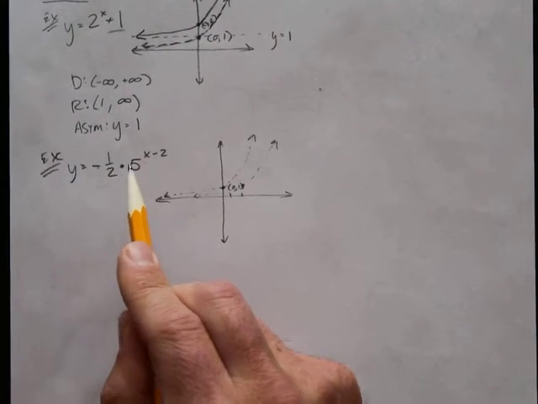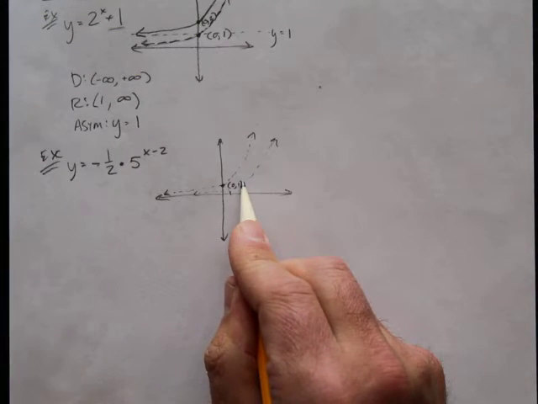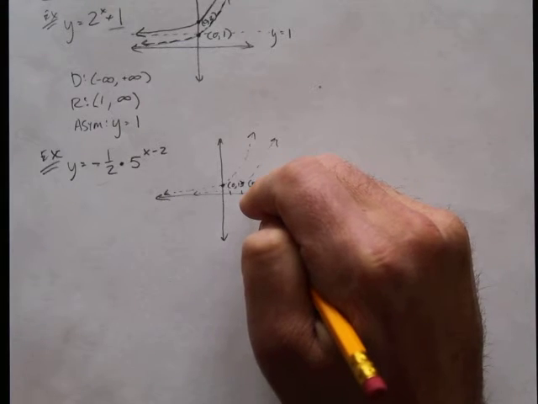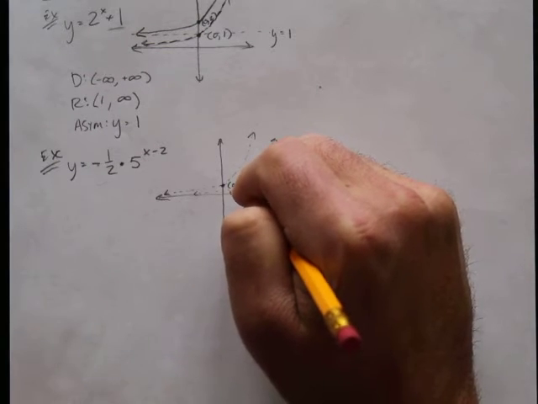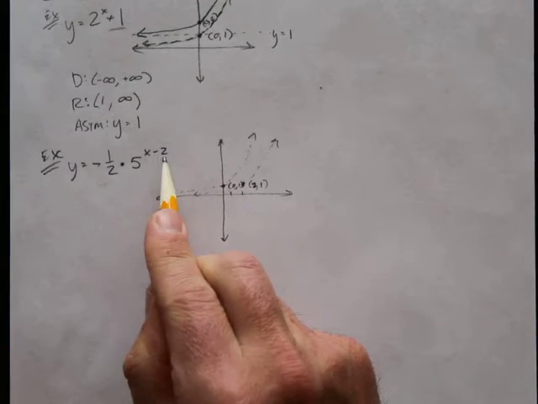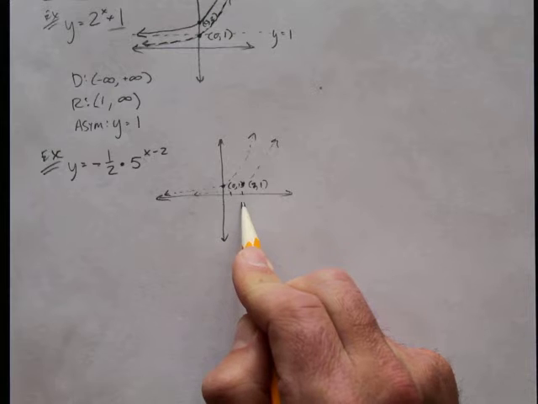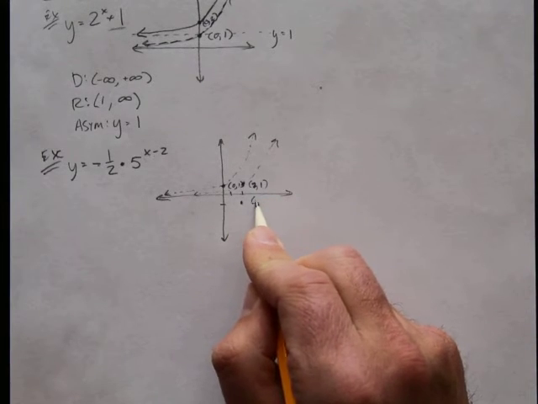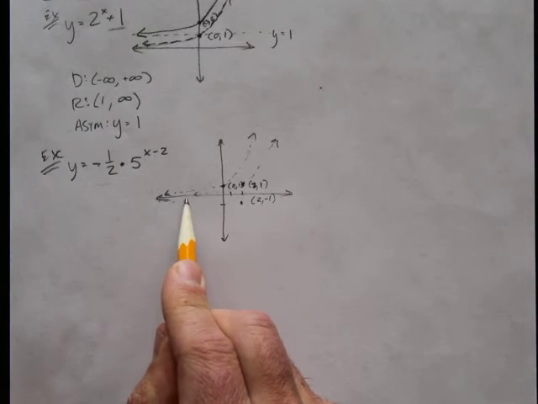Now I'm going to go over here to the a value. It's negative, so it flips over the x-axis. So instead of being here at 1, 1, because I moved it over, oh no, 2, 1, sorry, 2, 1. I moved it over 2 to the right, so it's 2, 1. Now I'm going to flip it over so it's down here at 2, negative 1. So there it is.